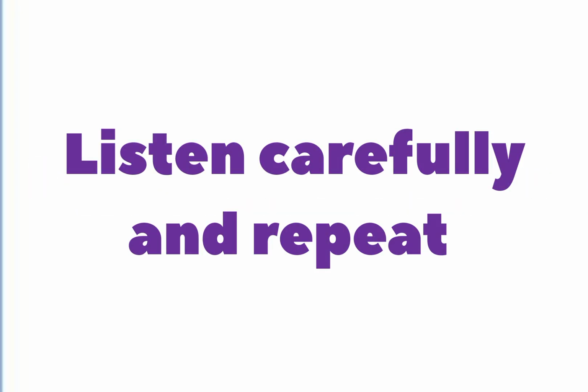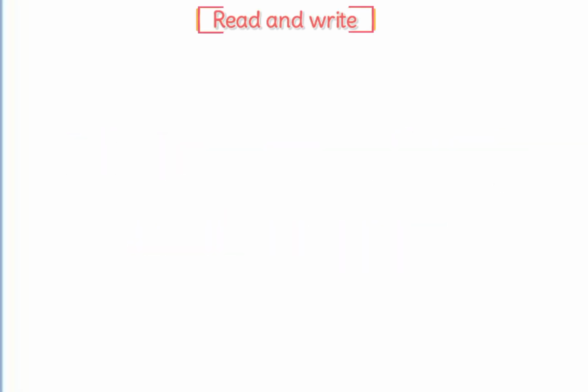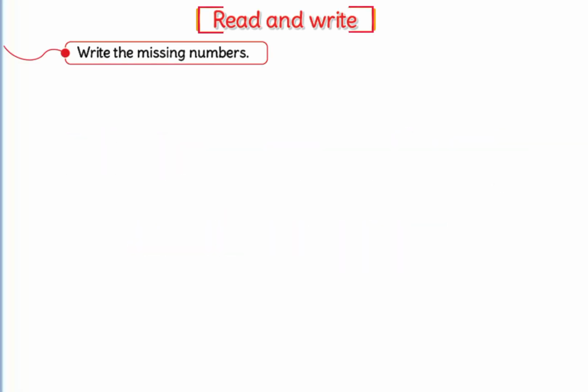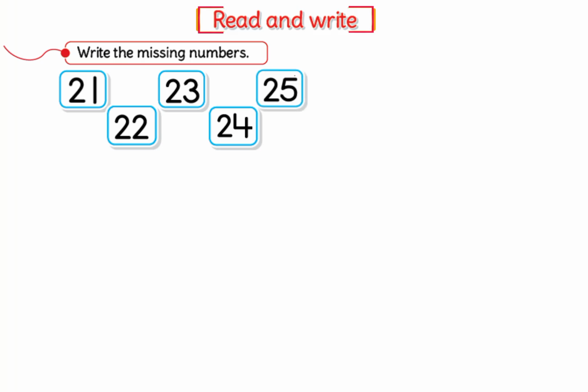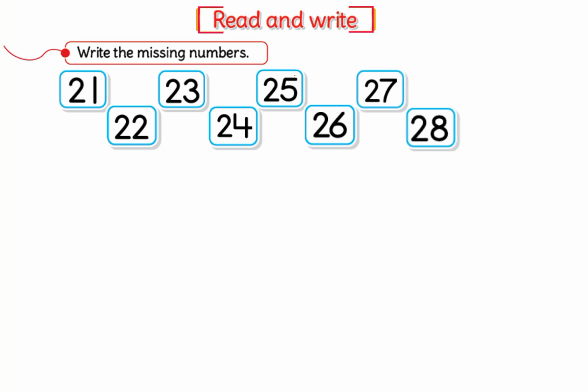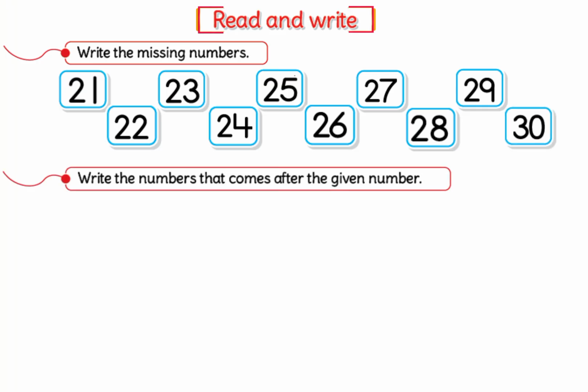Listen carefully and repeat. Read and write. Write the missing numbers. 21, 22, 23, 24, 25, 26, 27, 28, 29, 30. Write the numbers that come after the given number.